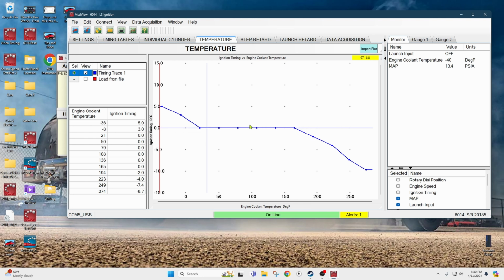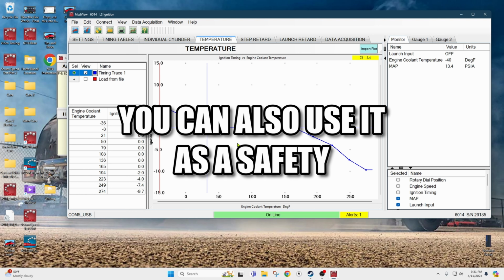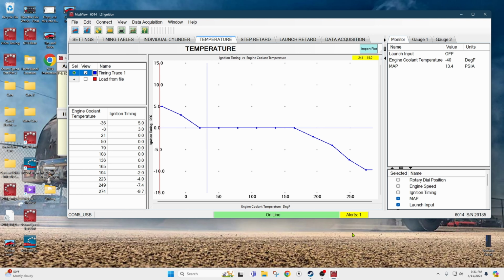And again, this is a really useful item. Almost everybody's got a temp sensor that came with their engine, so all it is a matter of doing is just plugging it in. And what you use that for is you can have it add timing when it's cold to try to ease cold start issues. You can also use it as a safety. If the thing starts overheating, you can have it pull all kinds of timing out so the thing will fall off.